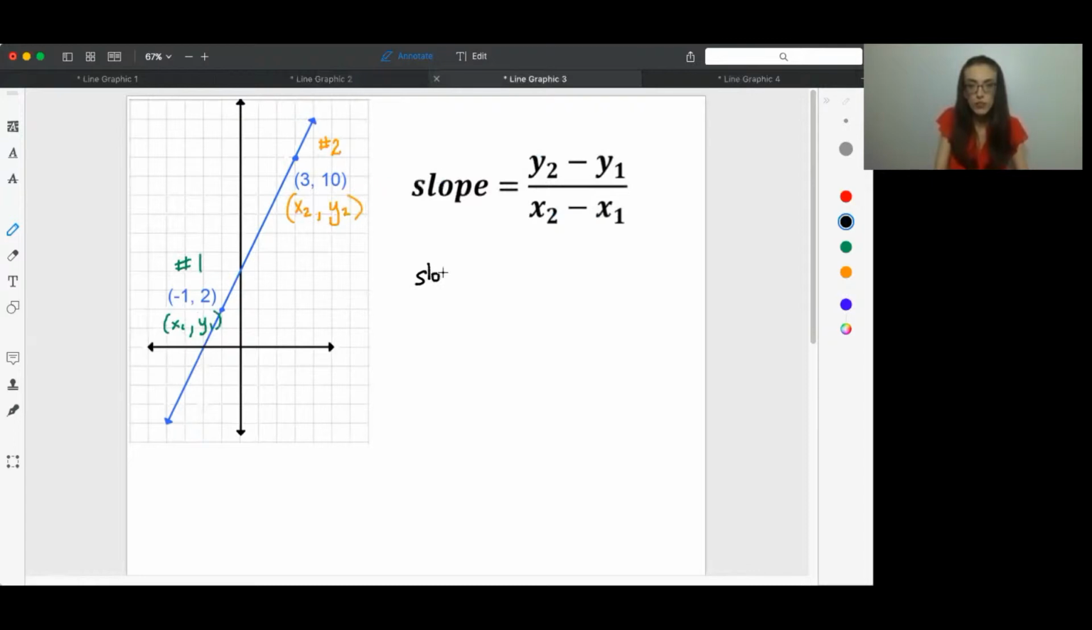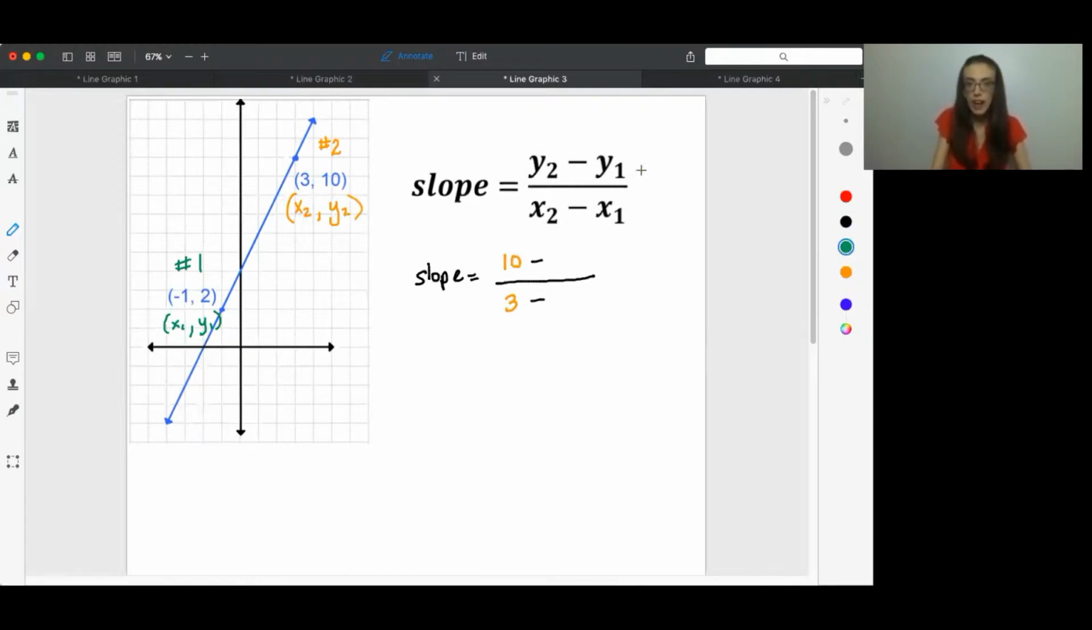First of all, we're going to say our slope is equal to, and we draw our fraction bar. Let's focus first on point number 2 because it comes first in the fraction. Our y2 value is 10, so I'm going to put that right on the top. And our x2 value is a 3, so we'll put that right on the bottom. Now we subtract on both.